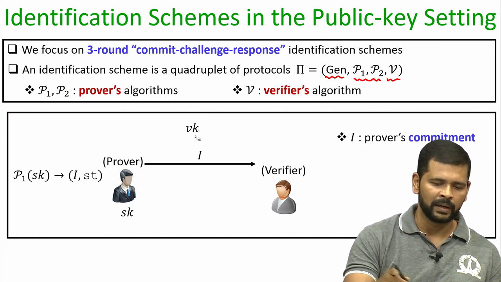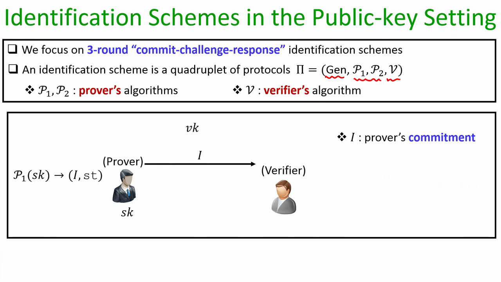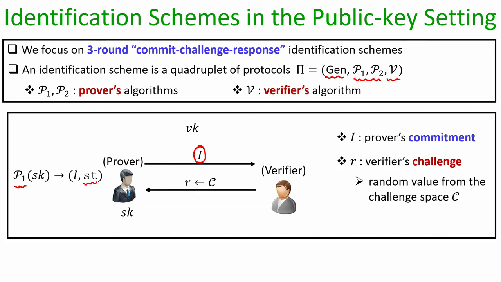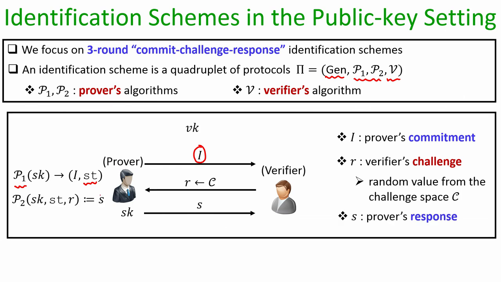And the way this happens is by a three round protocol. During the first round, the prover runs the algorithm P sub 1, which takes as input his secret key and outputs a commitment which we denote by big I, and the commitment is given to the verifier. The prover sends the commitment to the verifier, and along with that the algorithm P sub 1 outputs a state information which the prover keeps with itself. Now, on seeing the commitment, the verifier picks a challenge which I denote by little r, and this challenge is picked uniformly at random from the challenge space. On seeing the challenge little r from the verifier, the prover has to come up with a response, denoted by s, which is computed by running the algorithm P sub 2, which takes the secret key SK, the state information and the challenge.